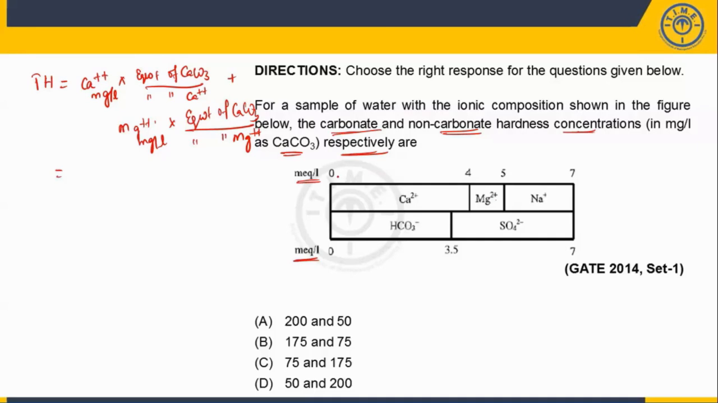So how much is calcium in mg per liter? Calcium is ranging up to 4. But what is the unit then? Milli equivalent per liter. So what I can say here is, instead of EQ, we can substitute its equivalent weight.